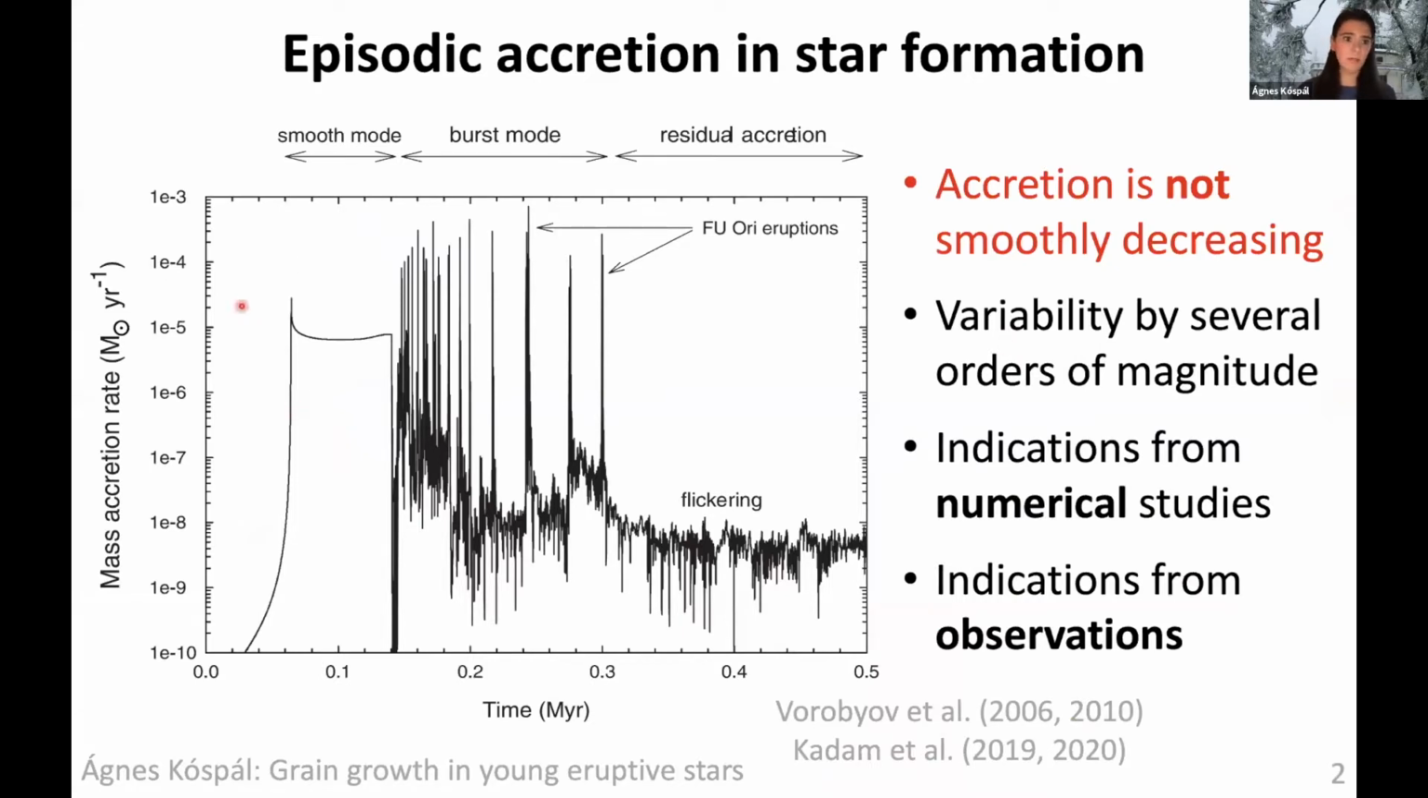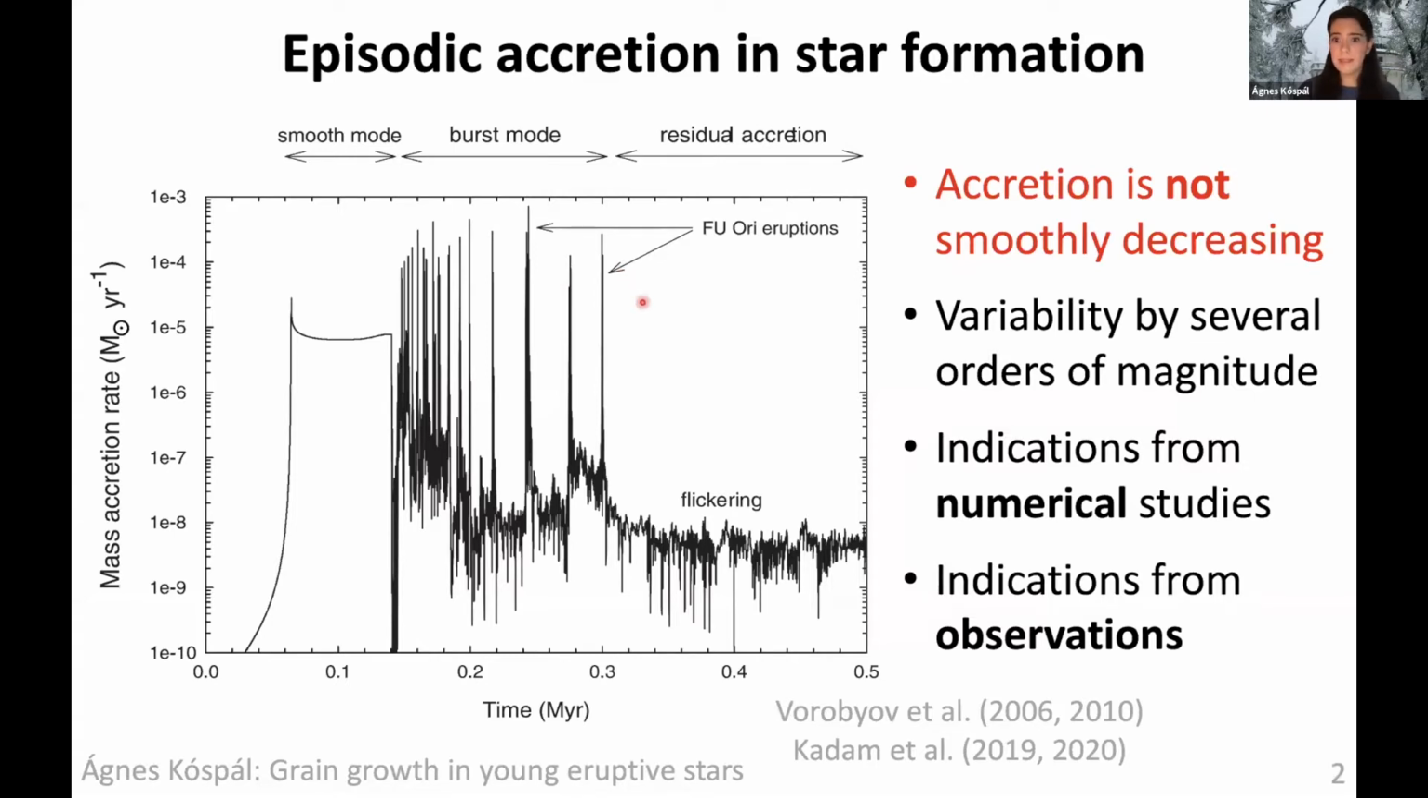For example, here on this graph, you can see the mass accretion rate as a function of time from the results of hydrodynamical simulations done by Eduard Vorobyov and collaborators. If you are interested in these numerical and theoretical aspects of accretion, I encourage you to read his papers or some more recent publications by my colleague Kundan Kadam. But you can see here in this graph that there are very brief episodes of strongly increased accretion rate, which are very similar to what we observe during the eruptions of FU-Orionis type stars, or shortly FUors.